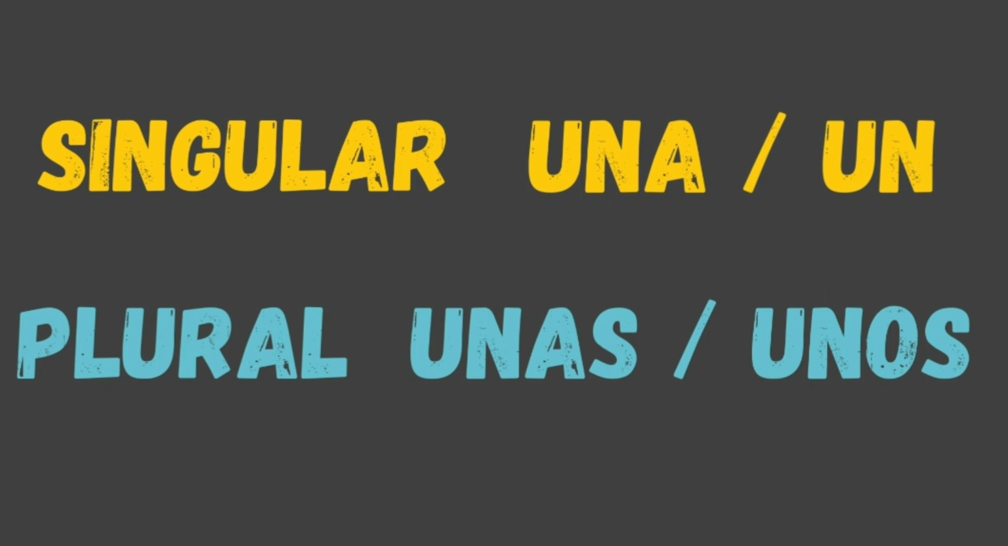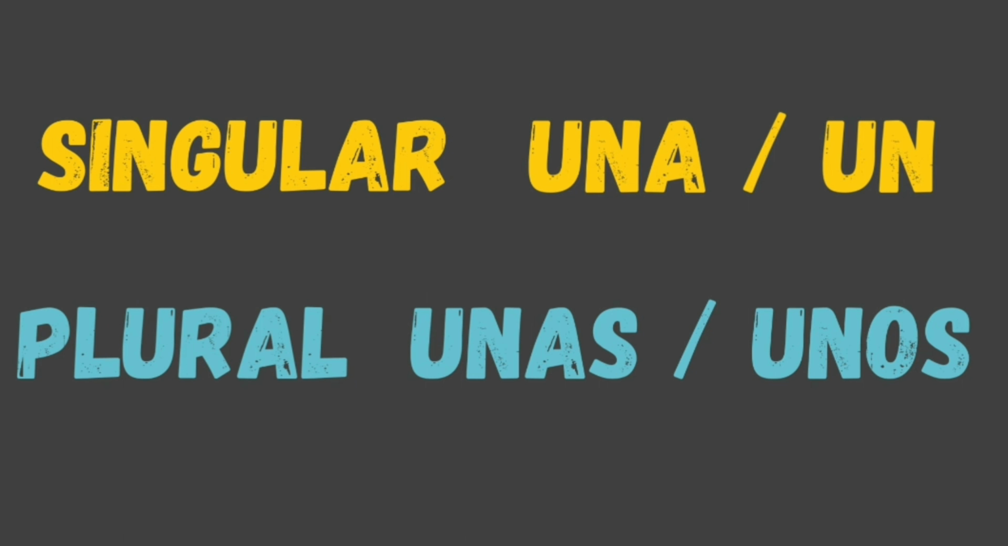And now let's see how we're going to use the indefinite articles in Spanish, okay? For the singular form, in English, we use a, an. In Spanish, we're going to use una, un, okay? When we're talking about female gender, we're going to use the indefinite article una. For example, an idea, una idea. Another example would be a girl, una chica. That's if we're talking about a female gender.